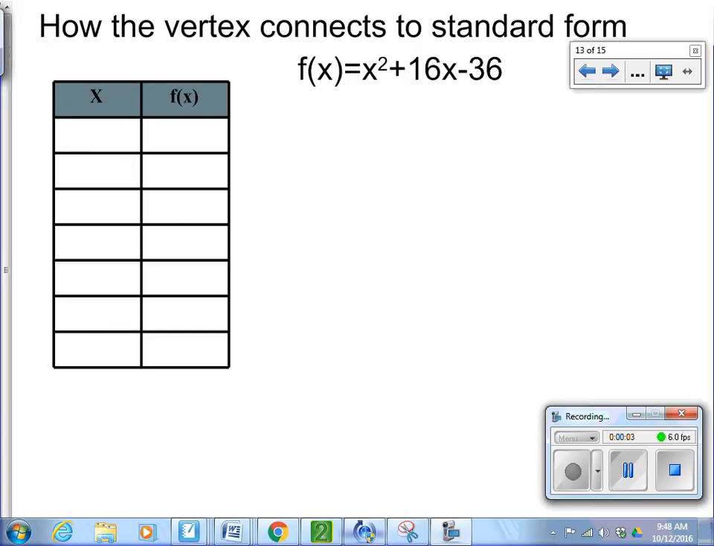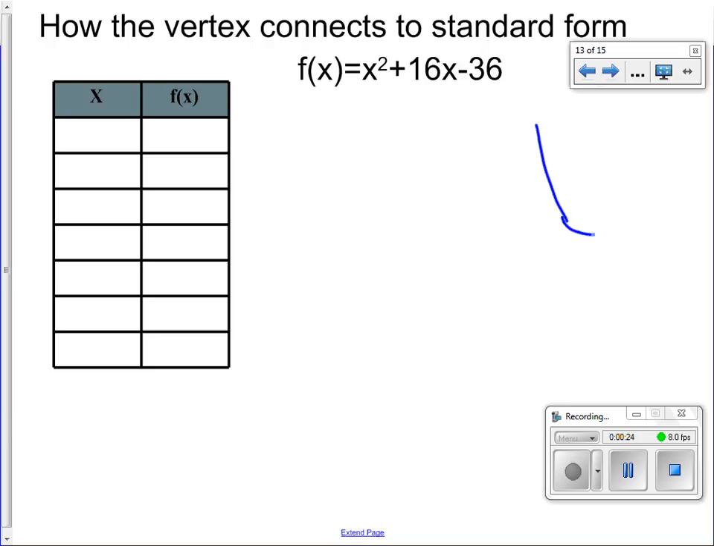Okay, so now we should be pretty comfortable finding the vertex straight from standard form, and we're going to use that to build our table. All right. So just as a brief refresher, what you want to remember is if we've got our quadratic, we know it looks like a parabola or a U shape. Remember that the vertex is either the highest or the lowest point. It's that turnaround point. So our vertex is right here.